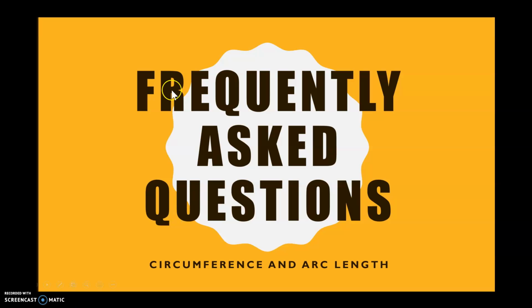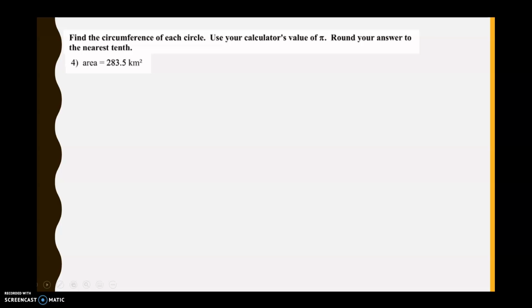Hi guys, two questions on last night's homework with your circumference and arc length. The first one was number 4. It's asking you to find the circumference of the circle. Your circumference is equal to 2 pi r. Well, we need to know what our radius is to figure out what our circumference is.